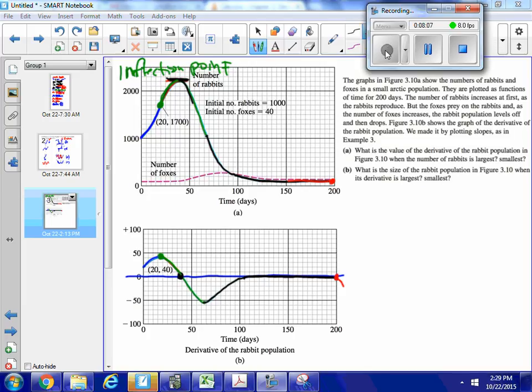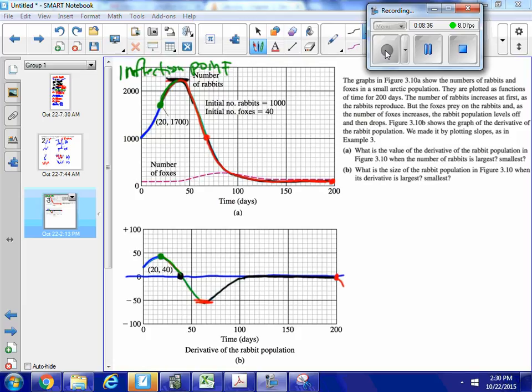And similarly, where the derivative is the lowest, that corresponds to this point right there. So the rabbit population was undergoing this terribly steep decline. I mean, they were just getting eaten by foxes like crazy. And then, although still in decline, they were not declining as fast. And so eventually they actually began to level off.